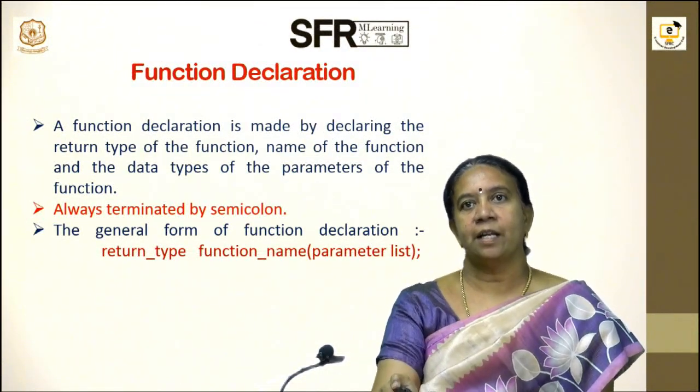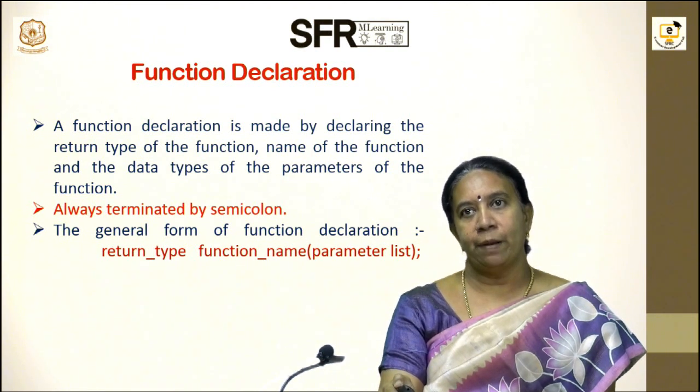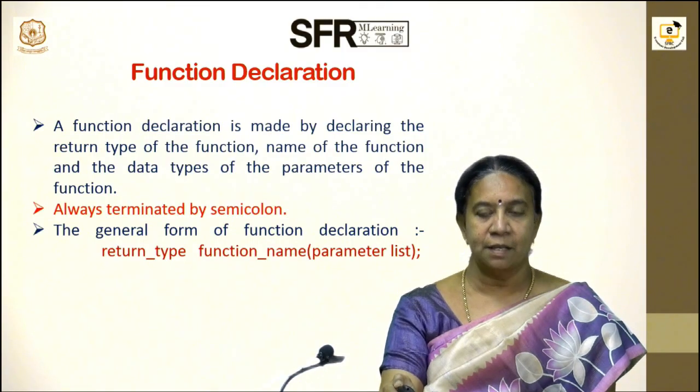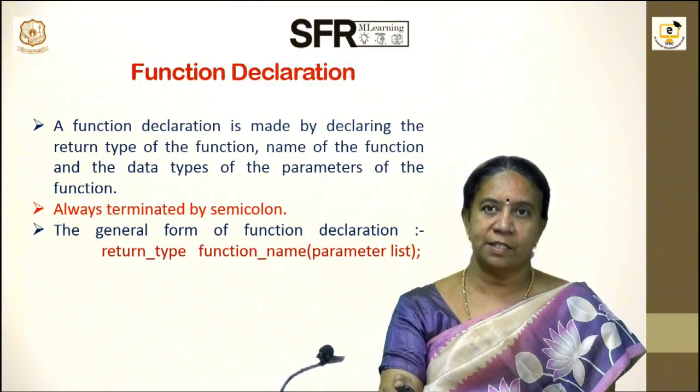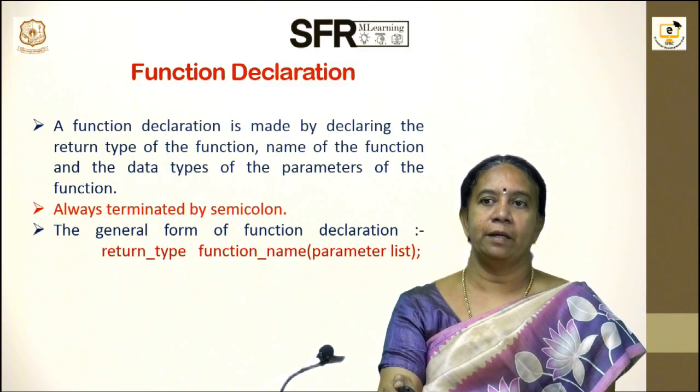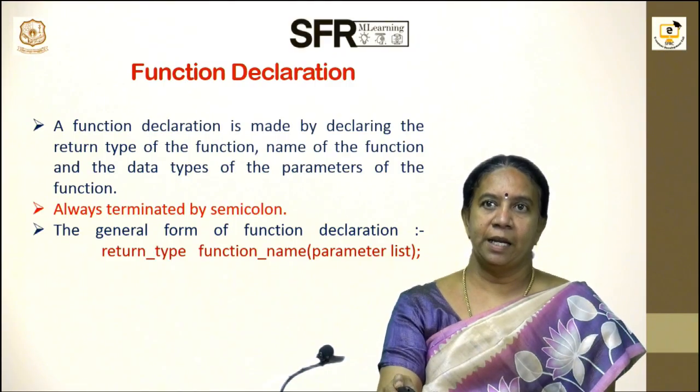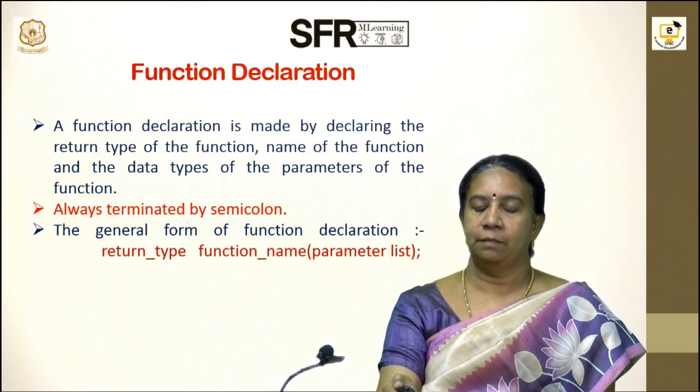First, function declaration. It is made by declaring the return type of the function, the name of the function, and the type of the parameters of the function. That is also called the prototype of the function. Here the return type may be any data type supported by C++, and the name of the function should start with a letter.